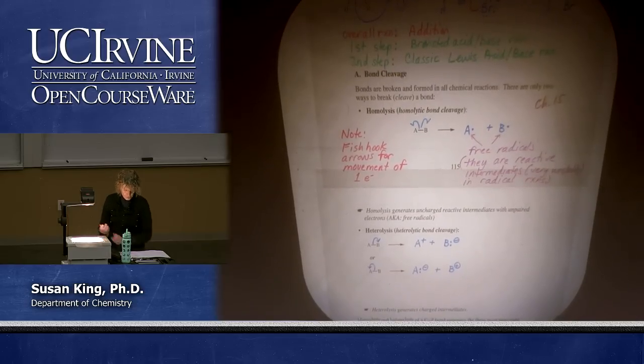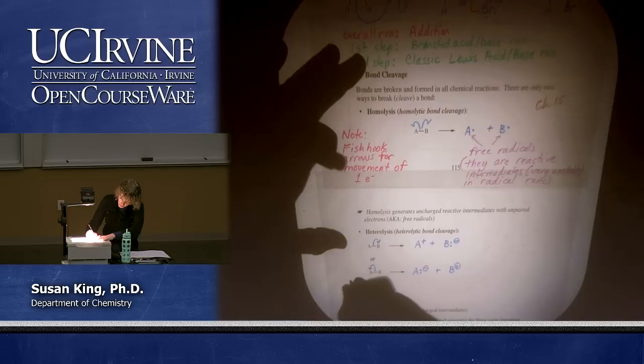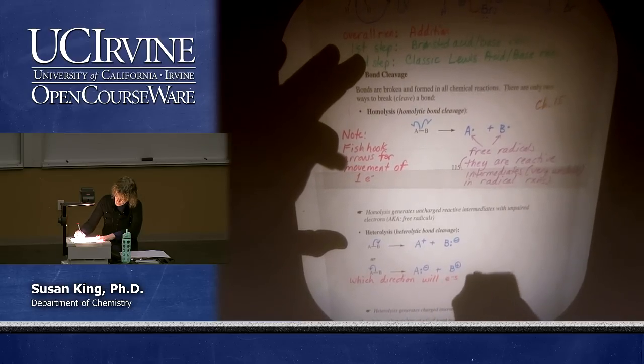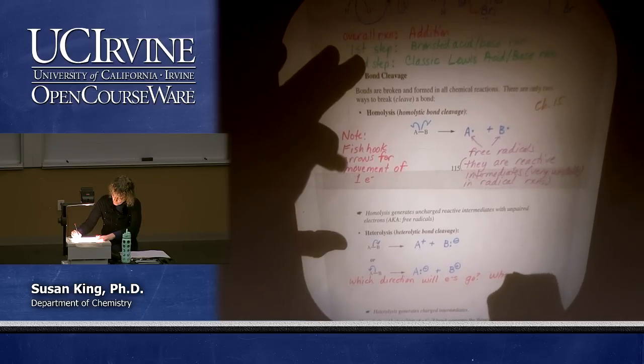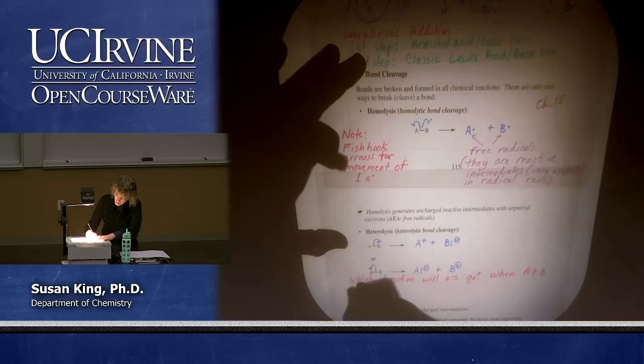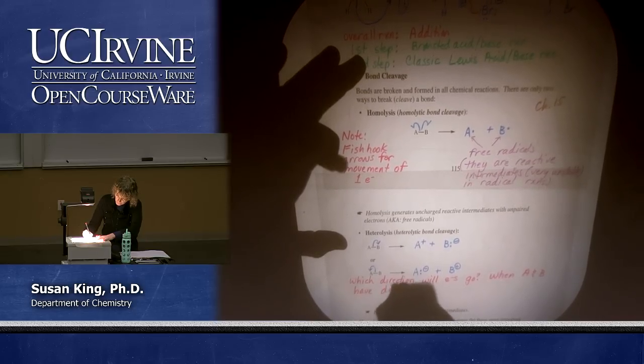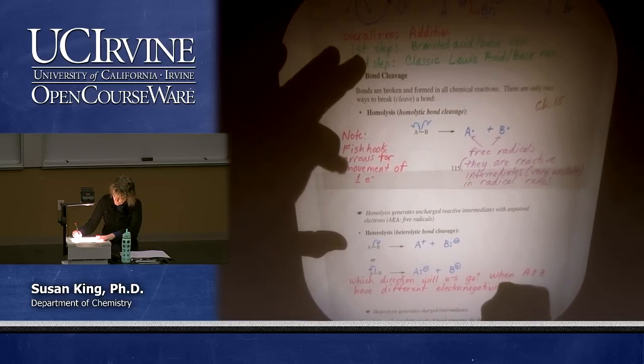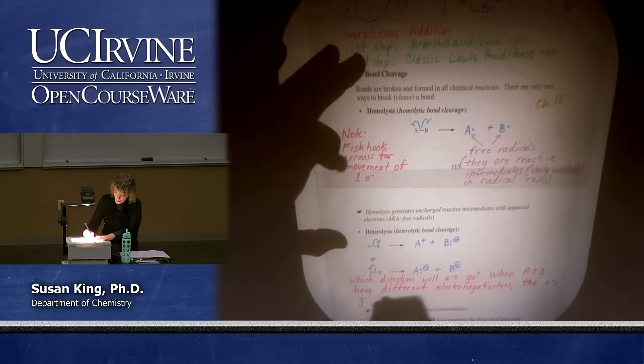So which direction do we go? If we have differing electronegativities between A and B, it's going to go to the more electronegative atom. Okay, so just like when we were drawing resonance structures. So which direction will electrons go when A and B have different electronegativities? The electrons go to the more electronegative atom.